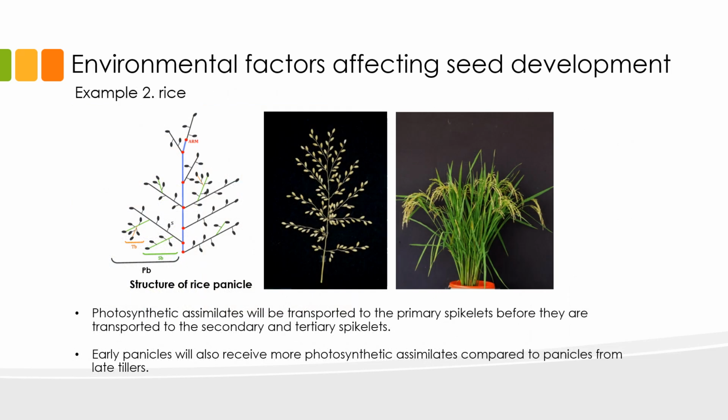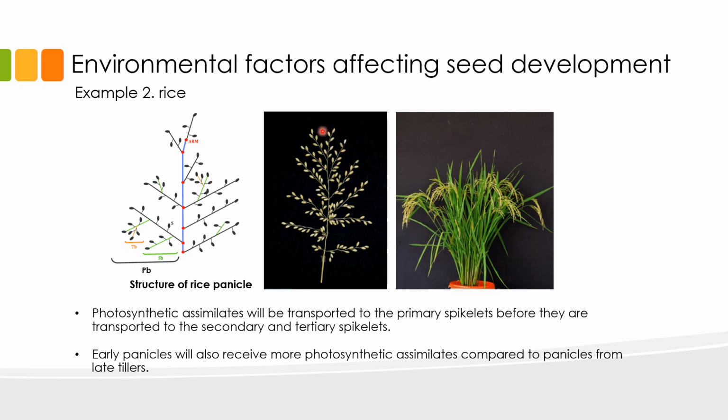Let's look at another example of how position in the inflorescence affects seed development. This time we have rice. Rice is a crop that produces an average of 12 to 25 tillers depending on the cultivar. Each shoot that you see here is considered a tiller, and each tiller produces a panicle.